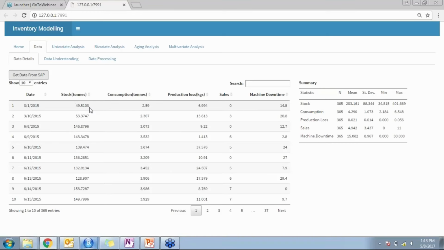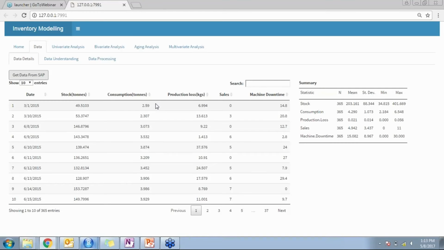As you can see here, the first column is a particular date, and the stock that piles up over that particular day, in terms of tons. Then we have consumption, which is how much of that raw material is used for final production. So 49.5051 tons has been the initial stock, and out of that, 2.59 tons has been utilized to make the final good that has been produced.